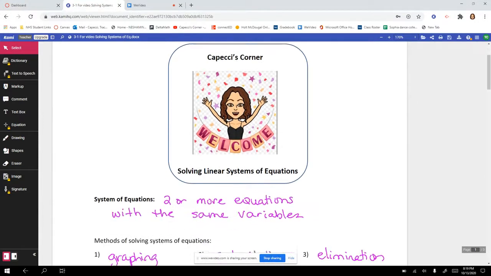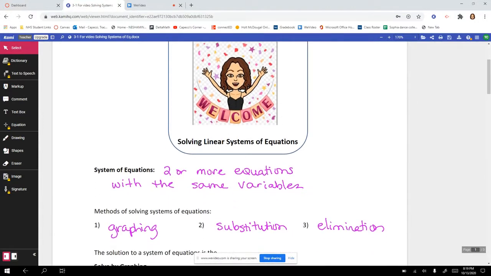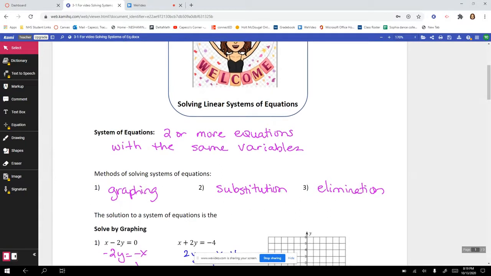Solving linear systems of equations. So, what is a system of equations? Well, it's two or more equations with the same variables. Usually we use x and y, but they could be any variables really. So, there are three methods we can use in solving the systems.